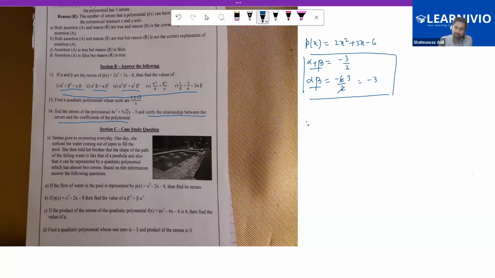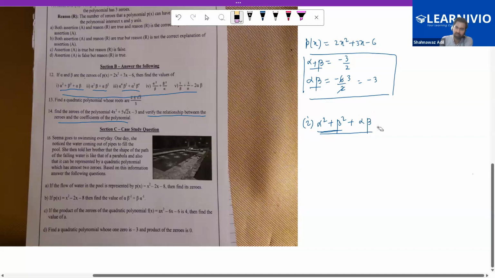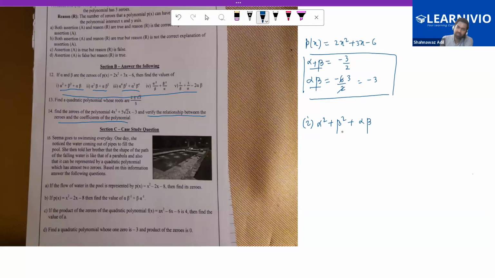So let's try the first question. First question is this one, alpha into beta. How can we write this thing? This we don't need because this value we already know. So we have to write this thing in terms of sum. Or you can solve this question by another method also. And what is the other method? The other method is that, you see that this is a square plus b square plus ab.